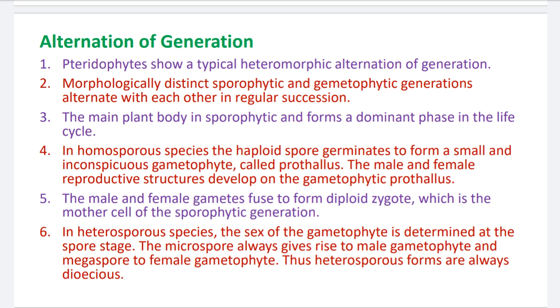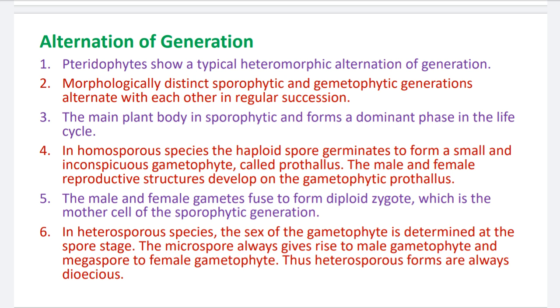Number 1. Pteridophyte shows a typical heteromorphic alternation of generation. Sporophytic generation, later on gametophytic generation. Gametophytic generation alternate with the sporophytic, sporophytic alternate with the gametophytic. This is the life cycle pattern in the pteridophytes. Number 2. Morphologically distinct sporophytic and gametophytic generation alternate with each other in regular succession. Just we have studied this.